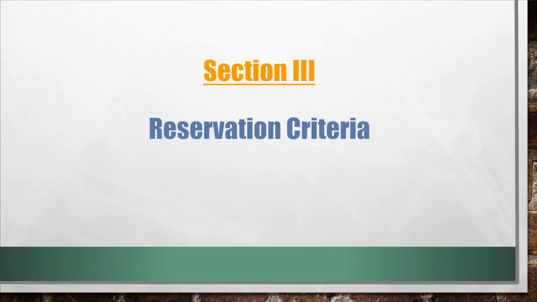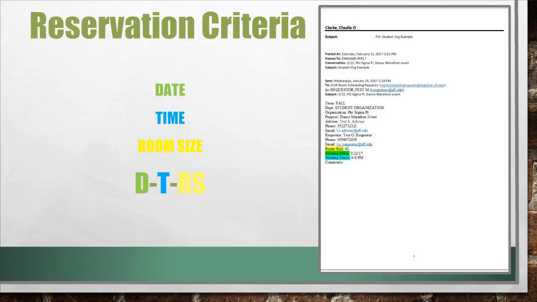Section 3 will focus on reservation criteria. Both student group and department requests contain 3 reservation criteria: the date, the time, and the room size. Identifying and notating the date and room size on these requests is pretty straightforward. However, in order to notate the time, we must introduce you to the time conversion procedure.